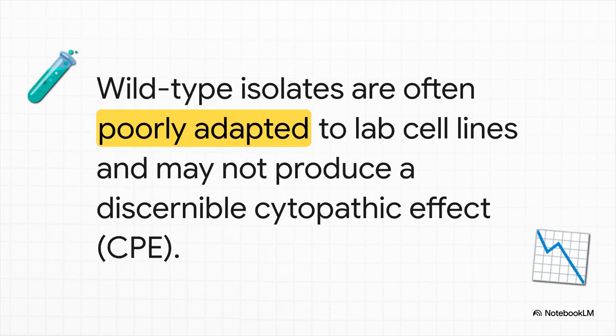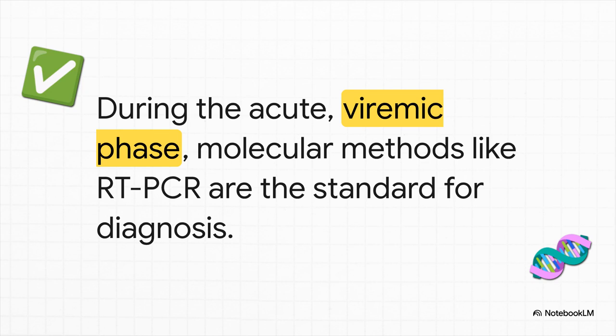And here's why. The wild-type virus you get from a patient often just doesn't like growing in our standard lab cell lines. It's not adapted to them. So what happens? It might be there, but it won't produce any of that classic cytopathic effect, or CPE, that we look for. You'll get a false negative. So let me repeat. A negative culture means absolutely nothing. It does not rule out yellow fever. So what should you be doing? In that acute viremic phase, it's all about molecular. RT-PCR is the gold standard, hands down. It's fast, it's sensitive, it's specific, it's everything you need to make a real difference for that patient.